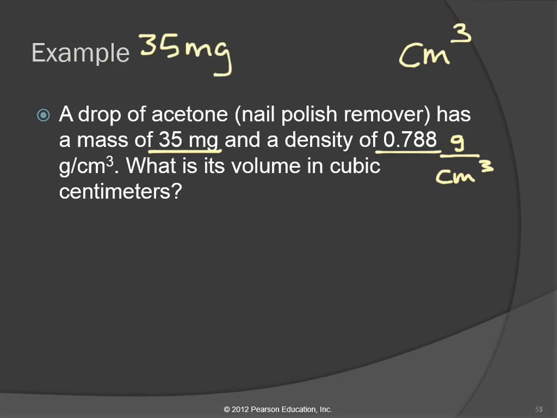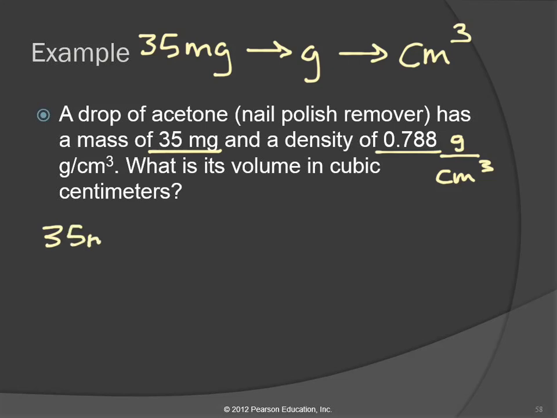And then we need to get to cubic centimeters. Can we go from milligrams to cubic centimeters in one step? No, we don't have a relationship for that. We have a relationship between grams and cubic centimeters. So if we had grams in the middle, we could get from grams to cubic centimeters. Can we convert from milligrams to grams? Yeah, we can do that. We learned how to do that. So there we have our path. It's going to have two steps.